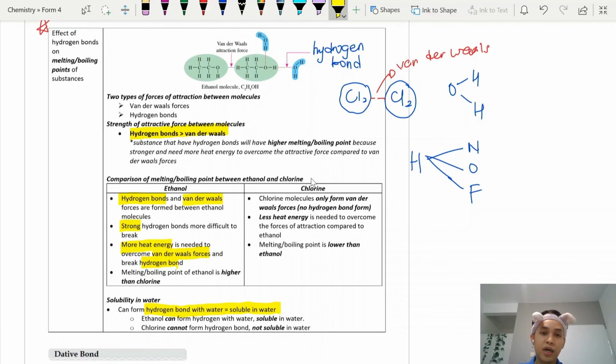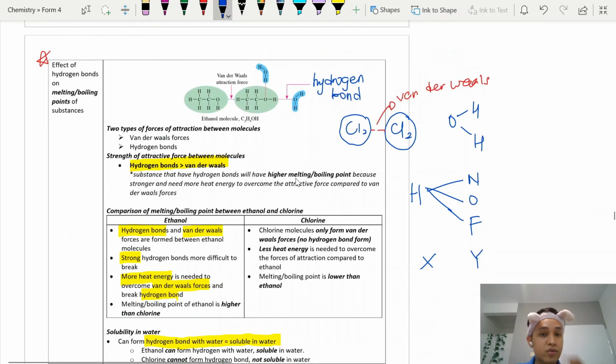Okay, so I can already imagine the type of question I'm going to ask you. Maybe they will do the very classic way, with X and Y, and then give you certain characteristics. This one forms hydrogen bonds with what, this one forms hydrogen bonds with what, and then they will ask you to deduce whether this one is soluble in water or not, and then explain. So that is the story about hydrogen bonds. It's very simple, very direct, and it's only very little.